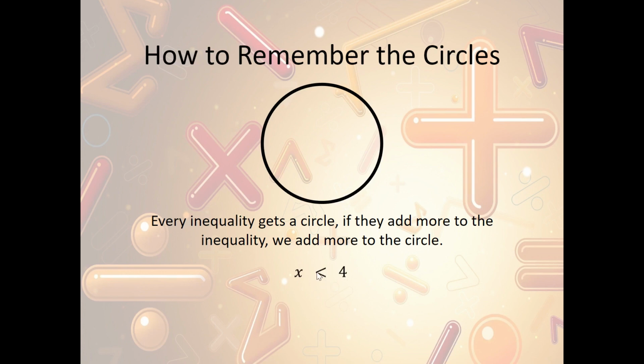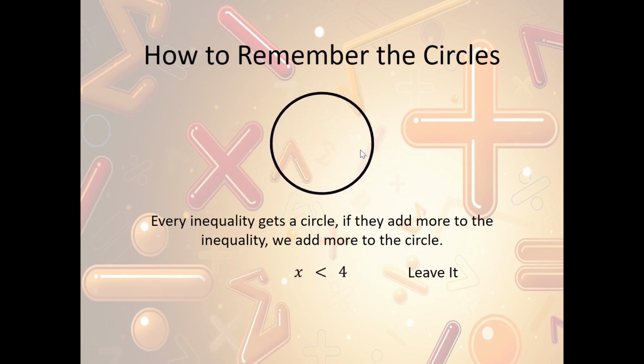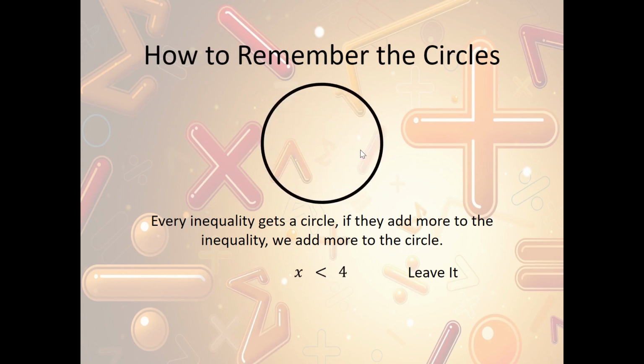Well, this is a basic one, so we start with a circle. If they don't add anything extra, meaning they don't add the bar underneath, then we leave it as it is and leave it as an open circle. Now, if they add something to it, for instance, this one says x is greater than or equal to 2.